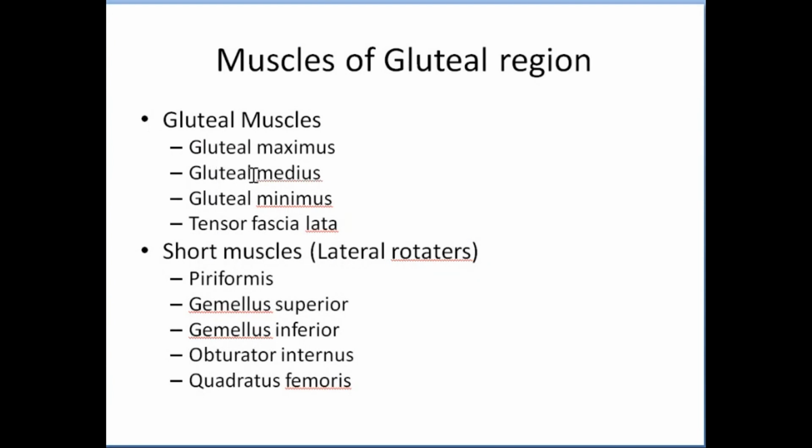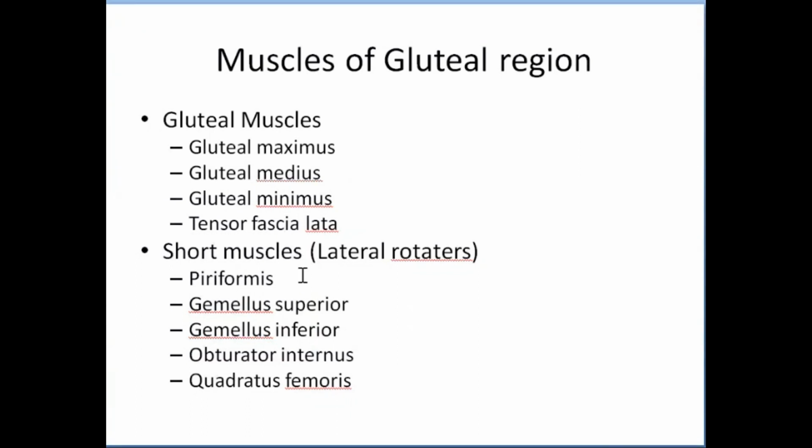Then you have another muscle which is medium in size, so you call it gluteus medius. Then you have a smaller muscle of this group, gluteus minimus. Then in the gluteal region you have one muscle which is not that big, but it is present and performing one of the important functions, that is called tensor fascia lata. Its name is like fascia. You will see the details.